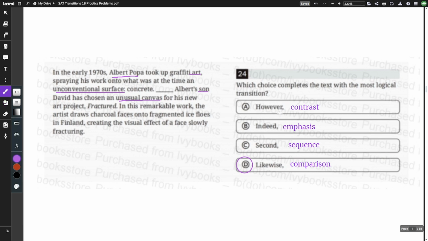It's not going to be A. It's not contrasting. If anything, it's the exact opposite. We're not placing emphasis onto anything. And then there's not really much of a sequence of events. Our best answer is D.